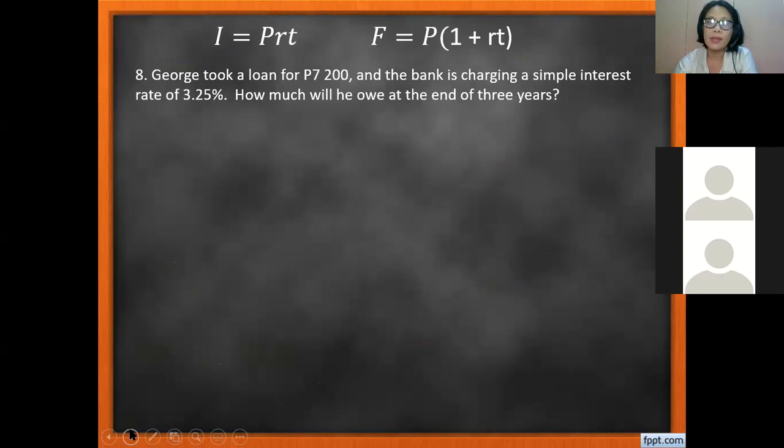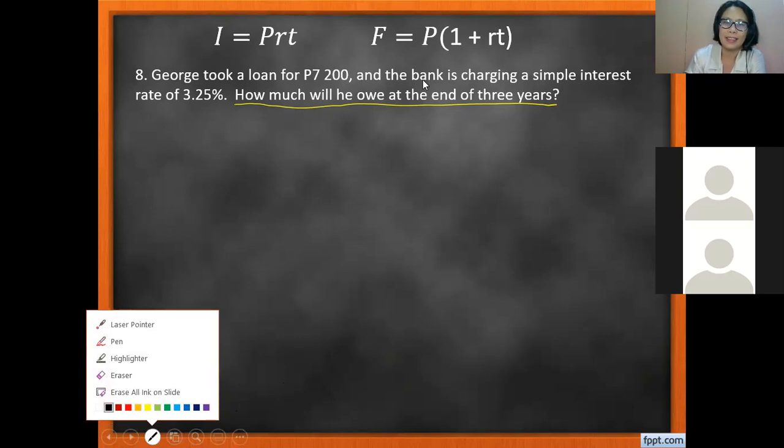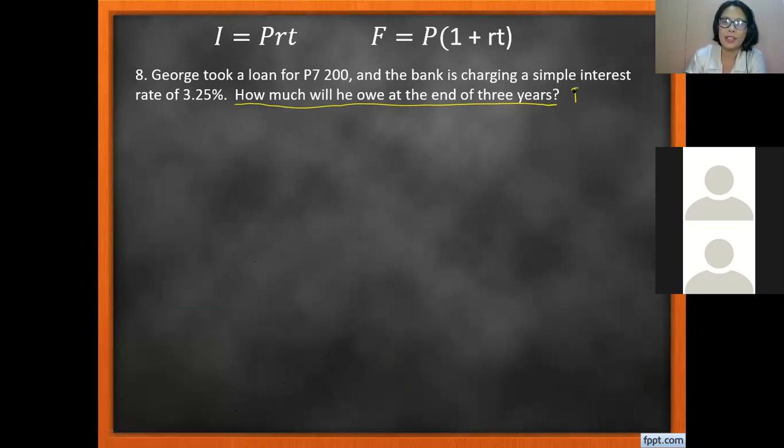George took a loan for 7,200 and the bank is charging a simple interest rate of 3.25%. How much will he owe at the end of 3 years? Okay. And this is about solving for the final amount. So we're asked to solve for F. And this is the principal amount. This is the rate. So F is equal to 7,200 times quantity 1 plus the rate, which is 3.25%.